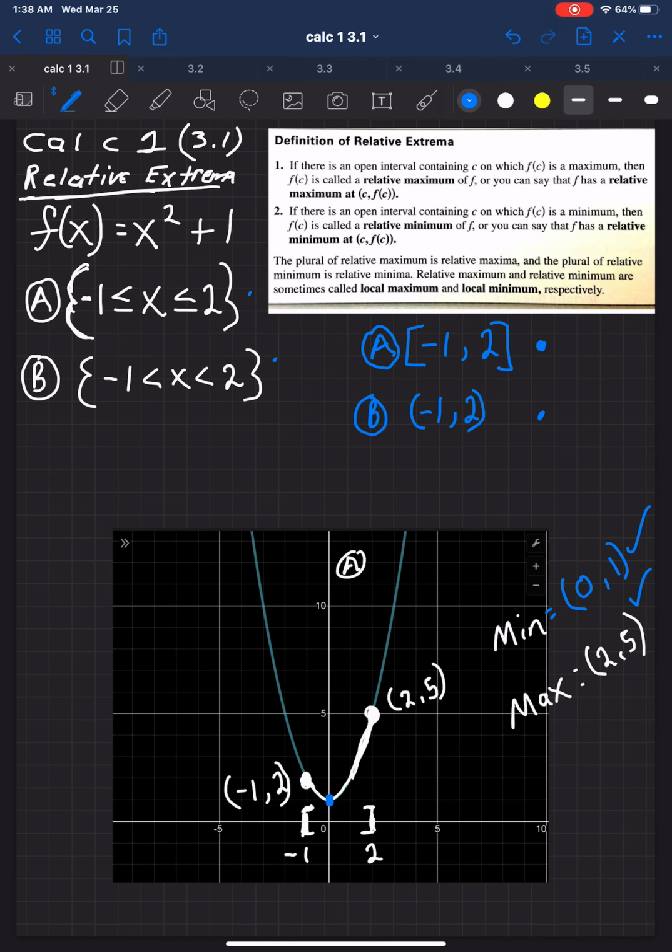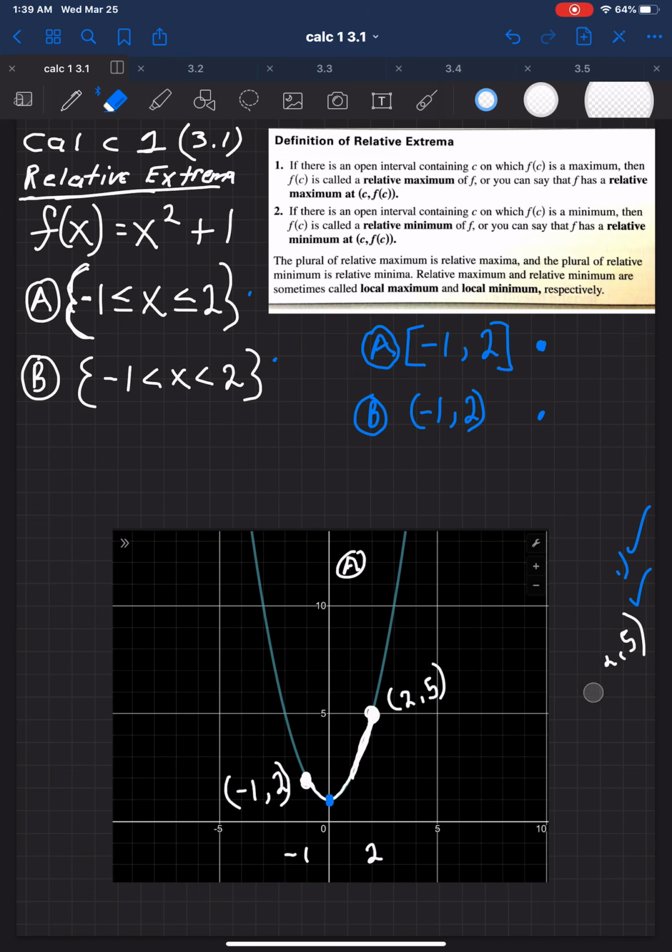So when your interval is defined from -1 to +2, including -1 and +2, we have a minimum and we have a maximum. Now let me erase these brackets, and let me put parentheses, and we're going to look at part B really quickly. Let's look at part B.